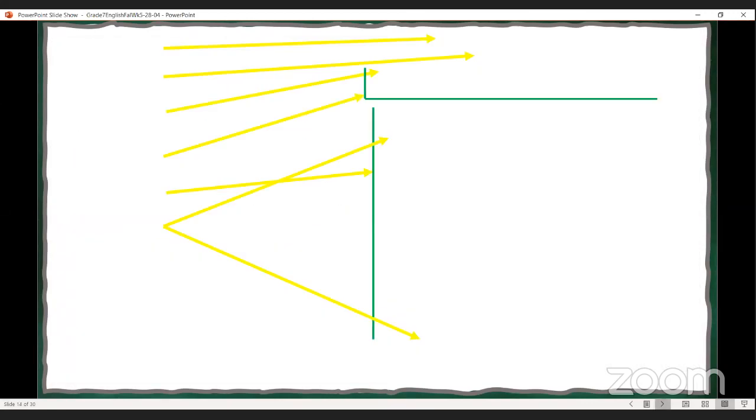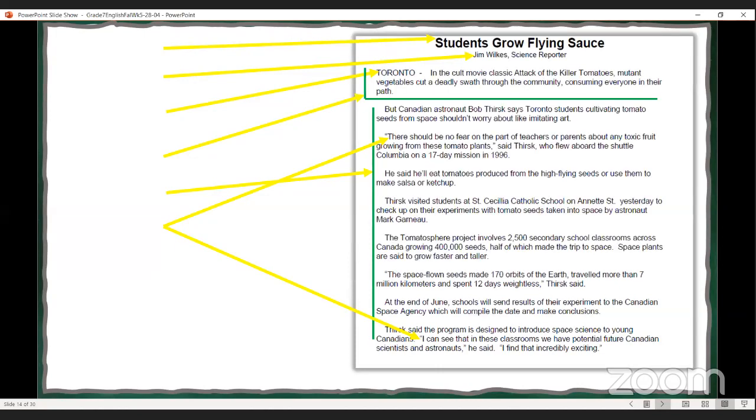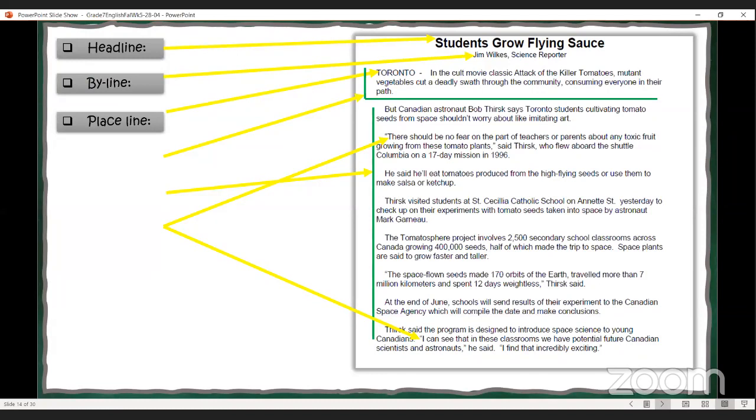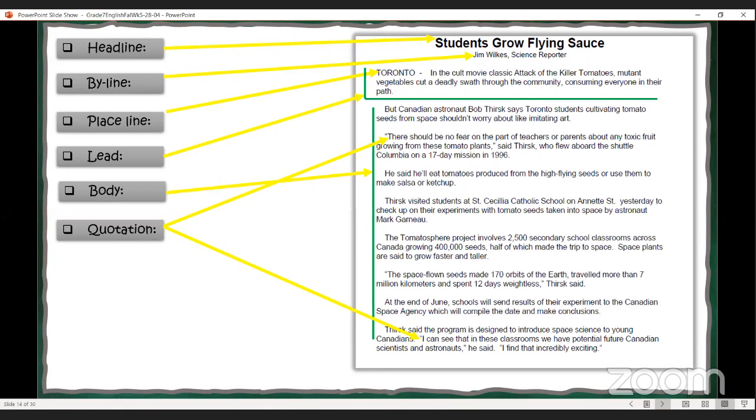Oh, that looks confusing. Don't worry. Here we go. Let's break this one up. This is what answers you gave me. Headline, well done: Grade 7 students grow flying saucer. Byline, Jim Wilkes, science reporter. Dateline, Toronto. Lead, the whole first paragraph. The rest of the article. Quotation, there's quite a few. I've shown you two.